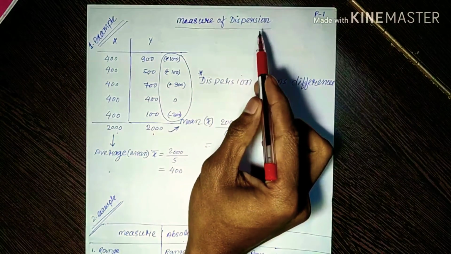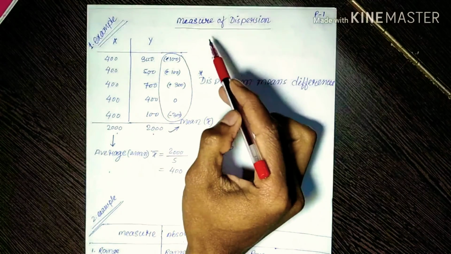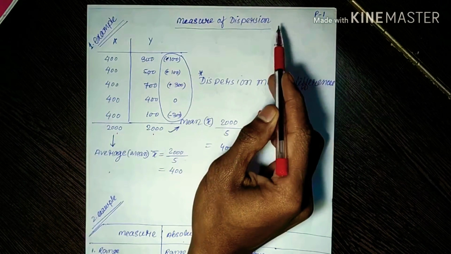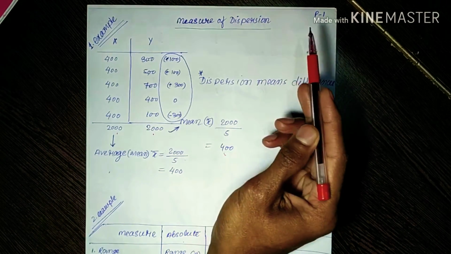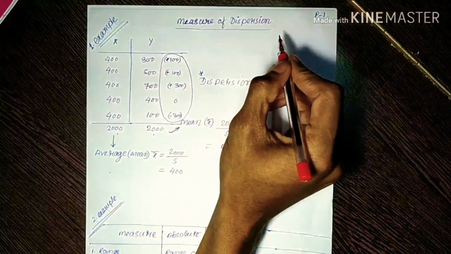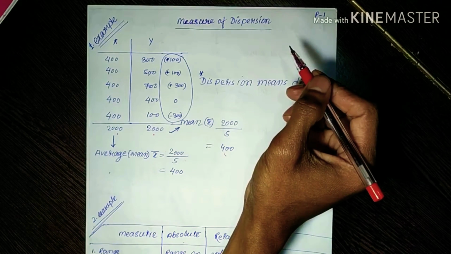Measure of dispersion is an important chapter of HS first year, and it will also be helpful for SSC or banking examinations. So let's start. We will start with the concept of measures of dispersion, and then we will solve 2 or 3 problems.